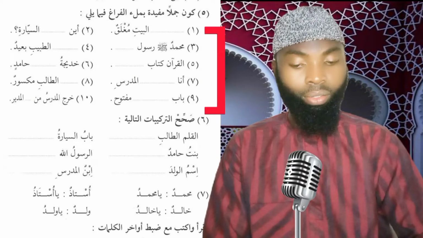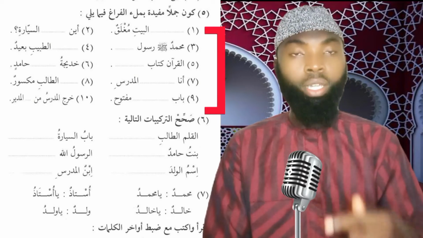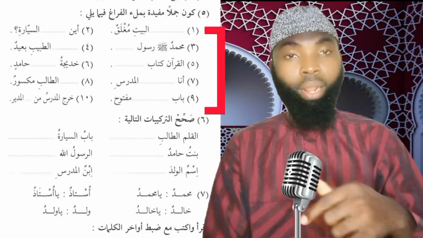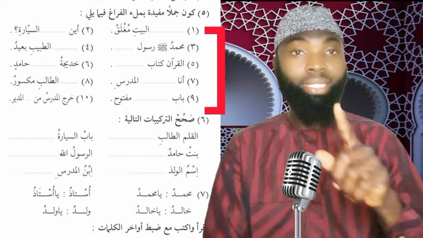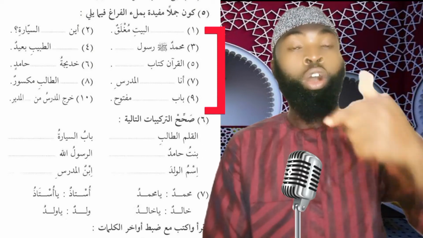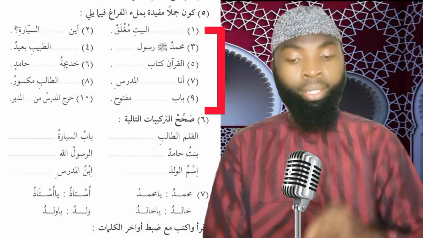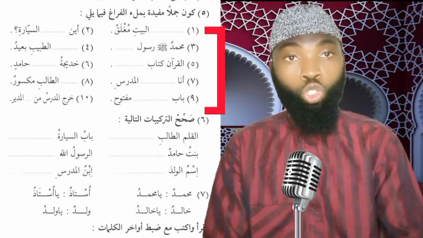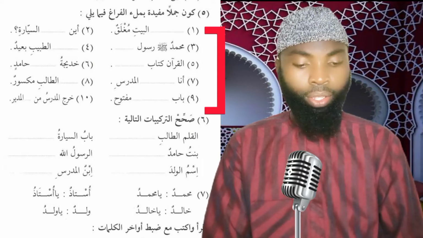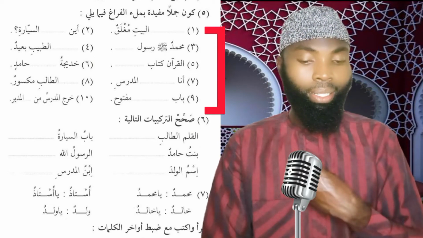Kitabullahi is the book of Allah. Number 6, Khadijatu Khalatu Hamidin. Khadija is the maternal aunt of Hamid. Number 7, we have Ana.